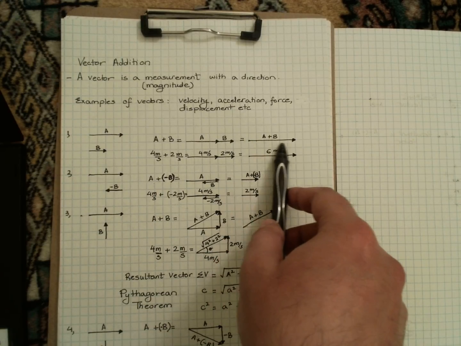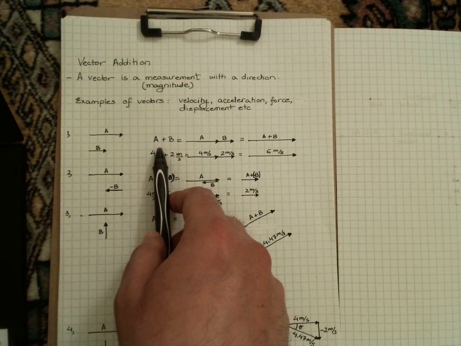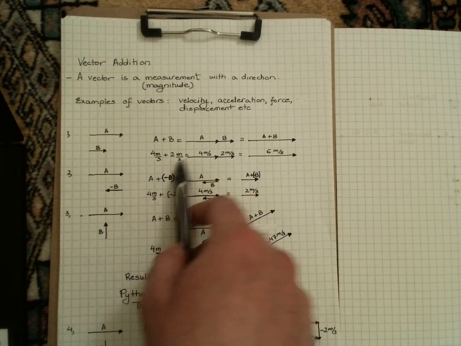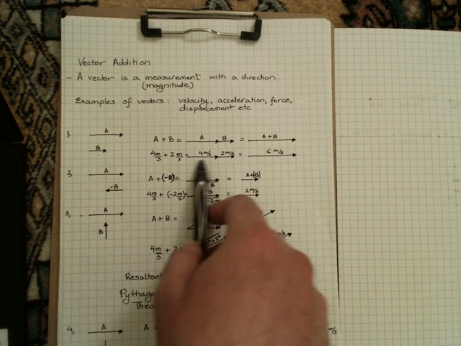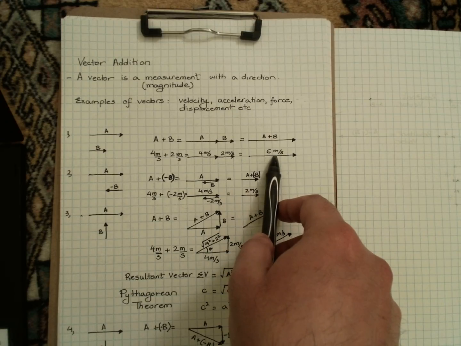This is the result of vectors A plus B. If I were to put numbers in here, vector A is 4 meters per second and vector B is 2 meters per second. If I were to add them head to tail, this would be the resultant vector. The resultant vector is pointing towards the right, and the magnitude is 6 meters per second.